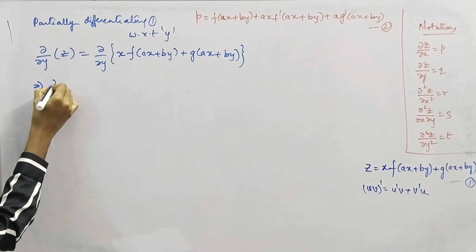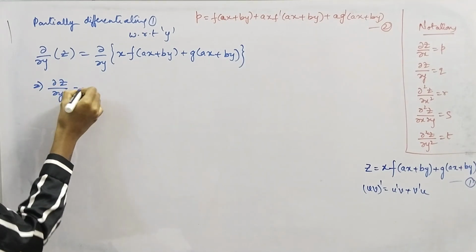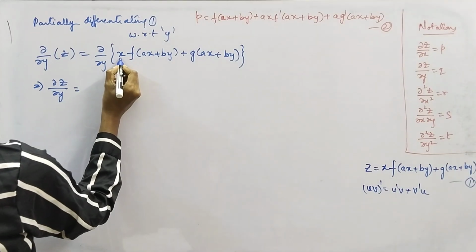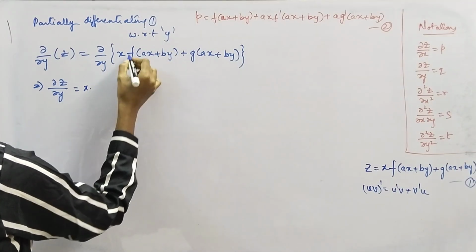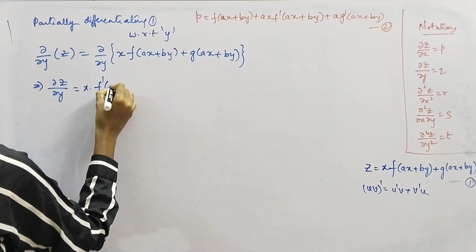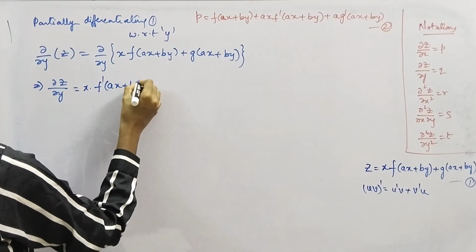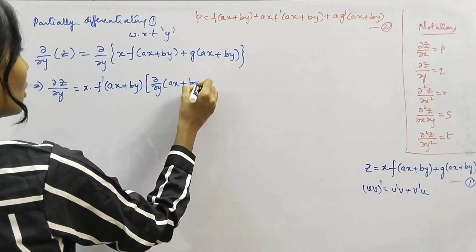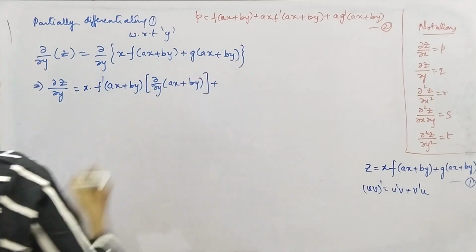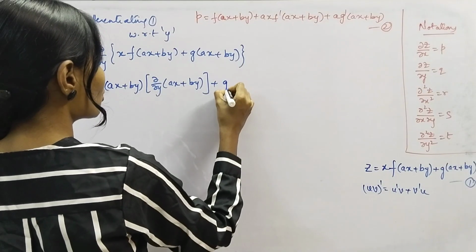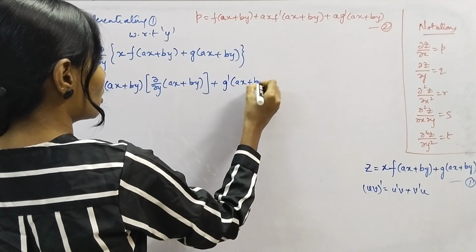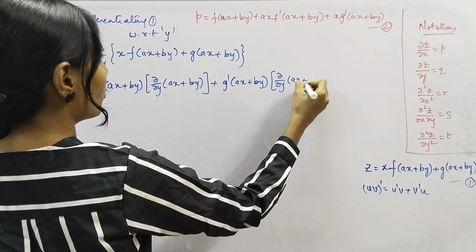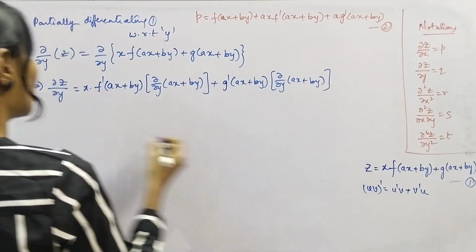This gives us dou z by dou y equal to, here we are partially differentiating with respect to y, so we'll treat x as constant. Here this x becomes constant, so constant into partial derivative of f of ax plus by is f dash of ax plus by into its inner derivative, that is dou by dou y of ax plus by, plus partial derivative of g of ax plus by with respect to y is g dash of ax plus by into its inner derivative, the partial derivative of ax plus by.